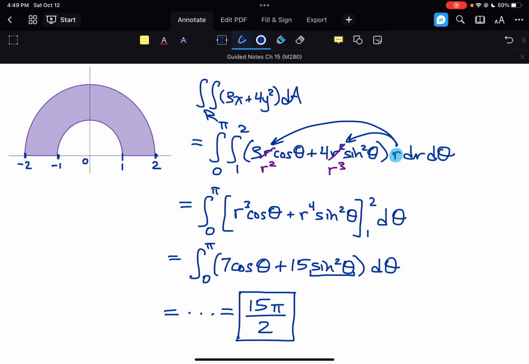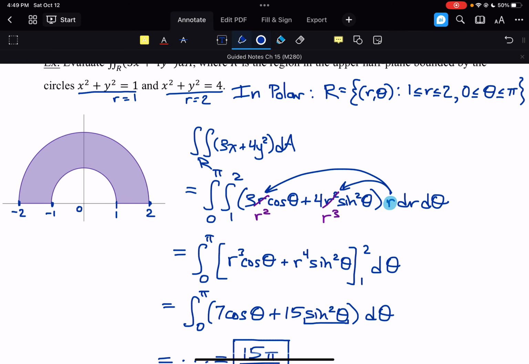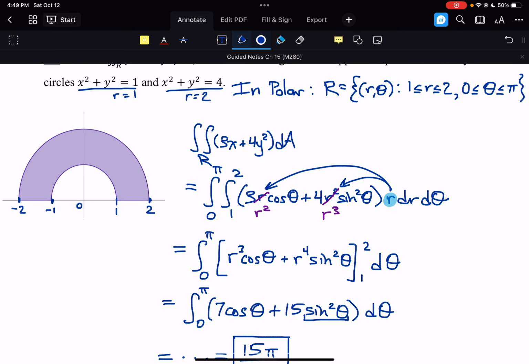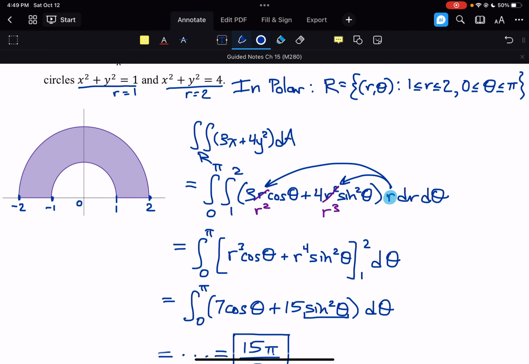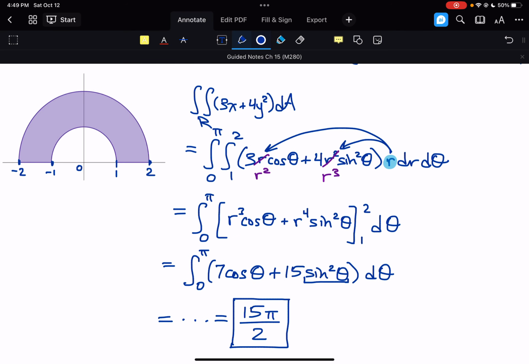So 15 pi over 2, that is the value of the double integral. And if we had not converted to polar, that still would be the answer, but we would have to somehow get that using x's and y's and the square roots of the circular equations and all that kind of stuff. So definitely a much faster, simpler process with polar coordinates than with Cartesian or rectangular.